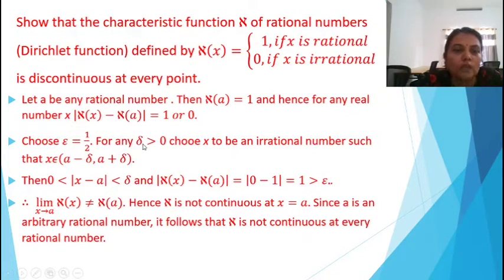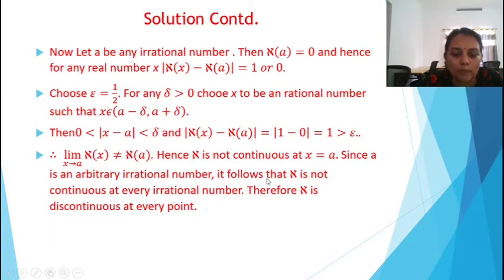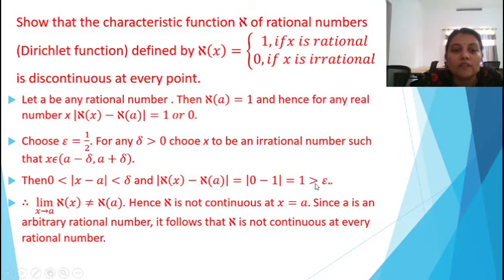Choose epsilon equal to half. For any delta greater than 0, choose x to be an irrational number such that x is an element of a minus delta, a plus delta. We have taken a neighborhood of a minus delta, a plus delta. Then 0 less than mod x minus a less than delta, and modulus of chi of x minus chi of a, since we chose x irrational, is 0 minus 1, which is equal to 1, which is greater than our chosen epsilon, half. Therefore limit x tends to a of chi of x is not equal to chi of a. Hence chi is not continuous at x equal to a.